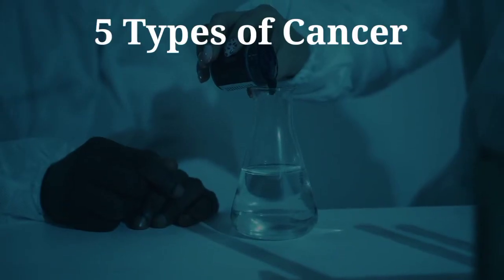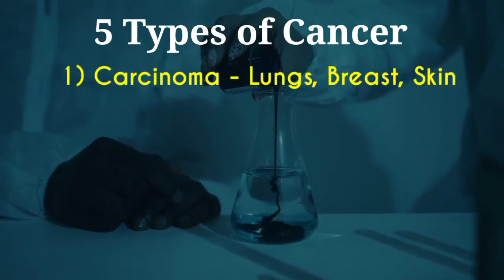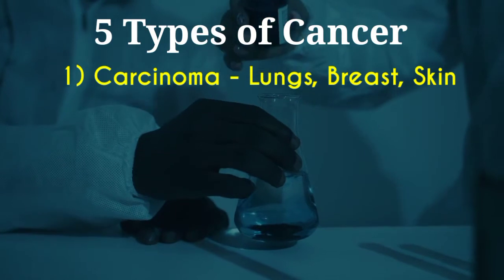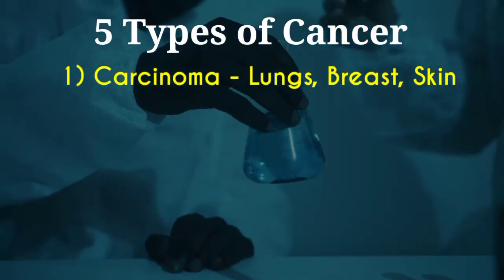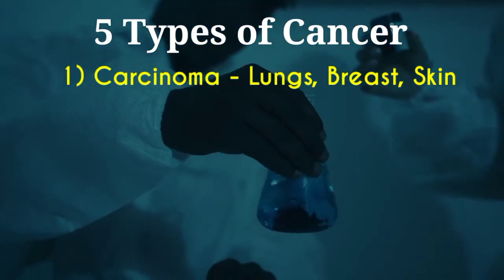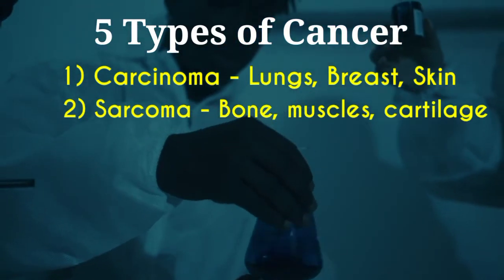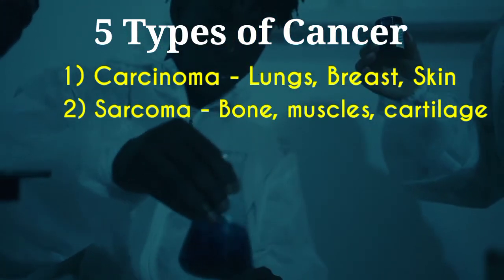There are 5 main types of cancer. 1. Carcinoma. This type of cancer affects organs and glands, such as the lungs, breasts and skin. Carcinoma is the most common type of cancer. 2. Sarcoma. This cancer affects connective tissues, such as muscle, fat, bone, cartilage.